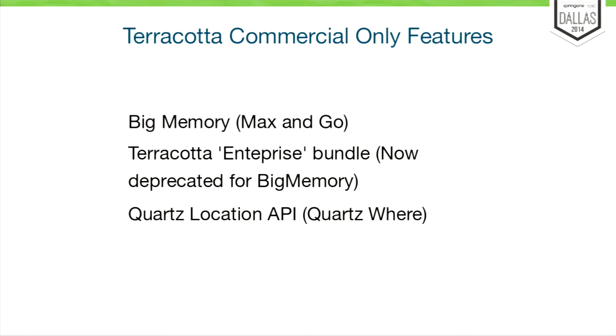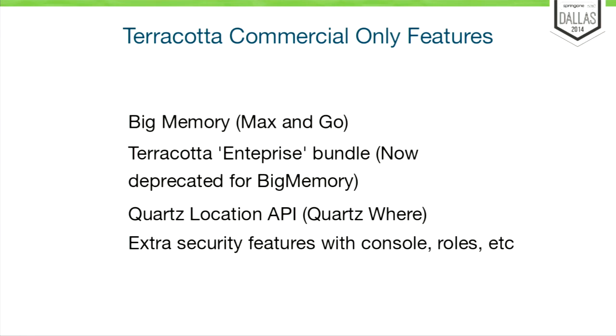Another thing they have, and I'm hoping they release it, is that they hinted they may consider taking some of the enterprise-only Quartz stuff and making it part of the core Quartz library, something called QuartzWare. Basically it gives you the ability to weigh servers and auto-discover servers. You can say this group of servers is more powerful than that group, so it might get more jobs, so you can direct the flow of jobs to specific servers with that API. Currently it's only in the commercial one, so I'm hoping that will be free. They also have some extra security features with consoles and roles and things like that.